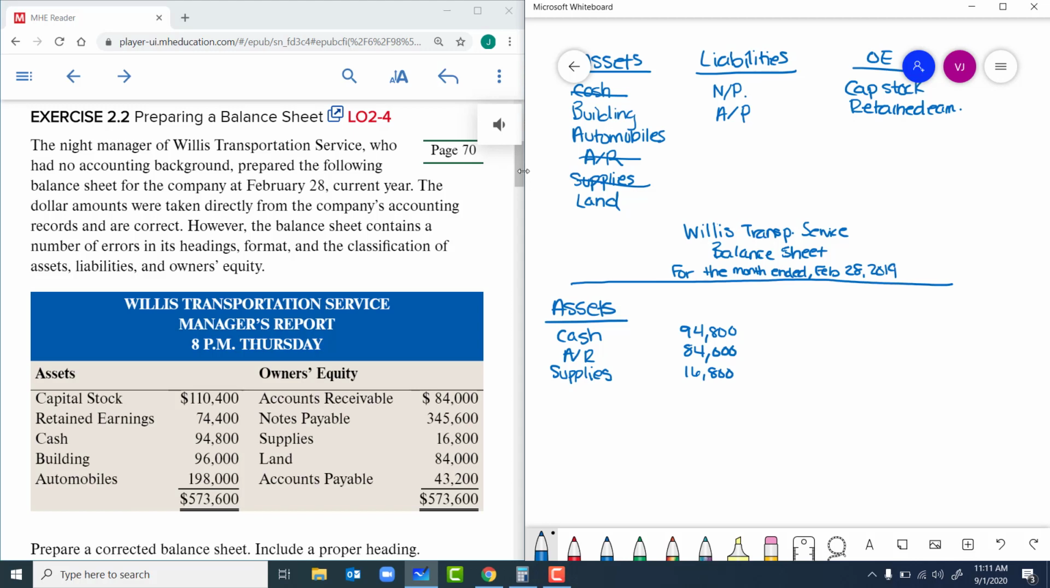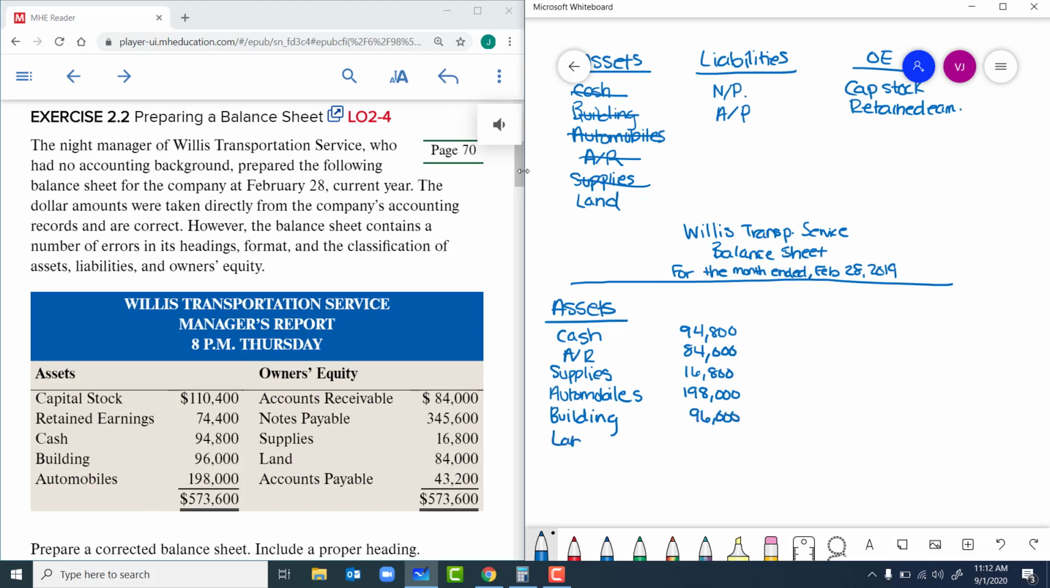And then we're probably going to go with automobiles because it tends to be more liquid than, let's say, a building. It can be more readily converted to cash than necessarily a building. So automobiles, that has a balance of $198,000. And then second to last, we have our building, right? That's a little bit more liquid than land. Building has a balance of $96,000.